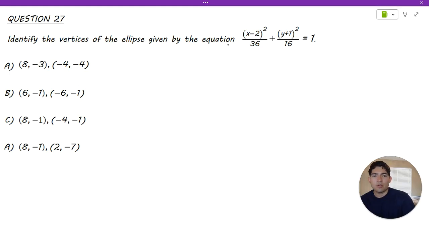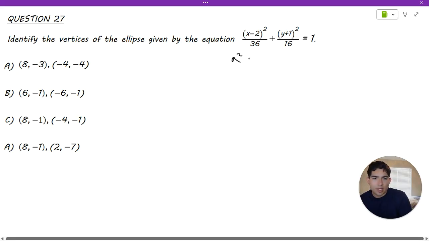So what we need to do is find the length of the major axis to see what those most extreme ends of the ellipse are, okay? So taking a look at these denominators, we'll see that a squared is going to be 36 because it's the bigger one, and then b squared is going to be equal to 16. So then if we take the square roots, a is going to be equal to 6 and b is going to be equal to 4. So we also know that the center of the ellipse is going to be at 2, -1.